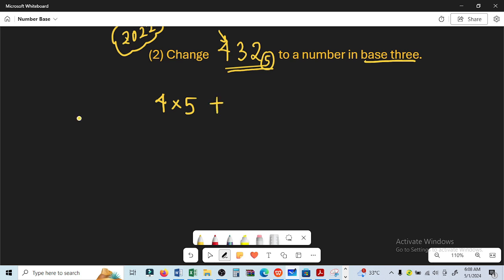Plus the second number there is 3 times 5. Plus the third number is 2 times 5. Now I need to label the powers of that base. So this is, we're starting from right to left. So this is 0, 1, and 2. Next thing, 4 times, what is 5 squared? Right here, 4 times 5 squared. 5 squared means 5 times 5, which is 25.